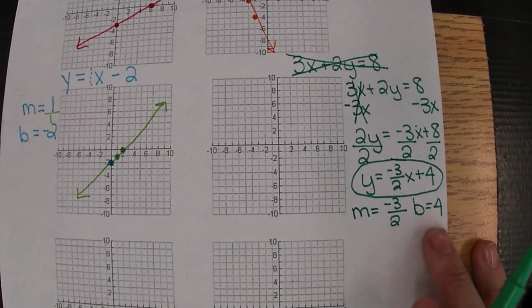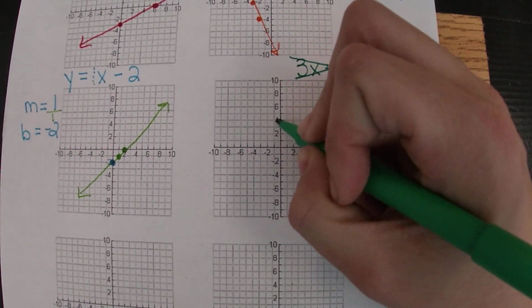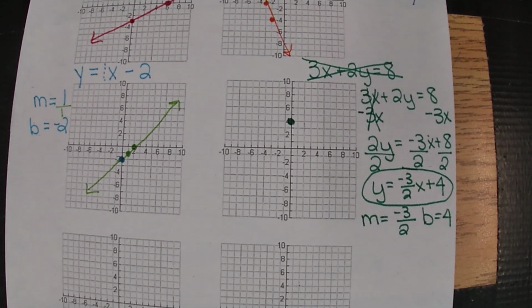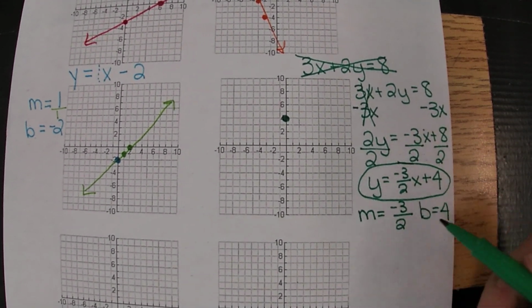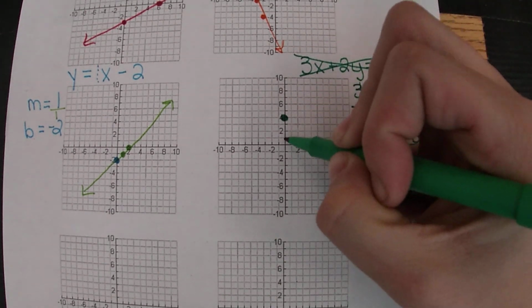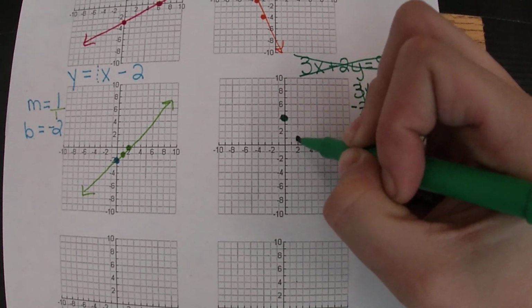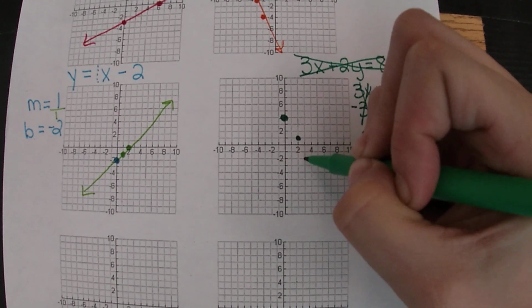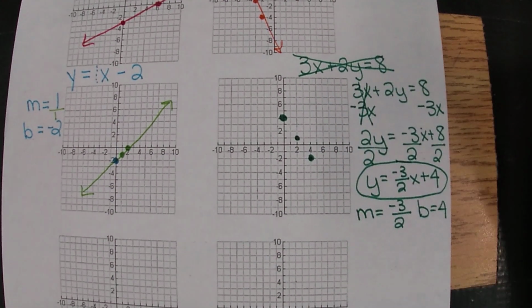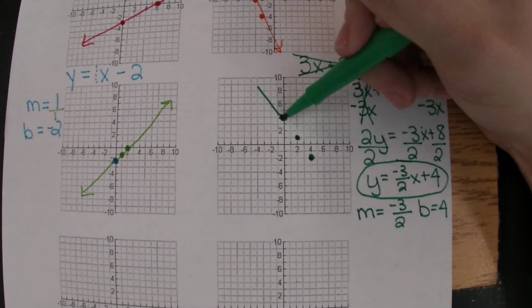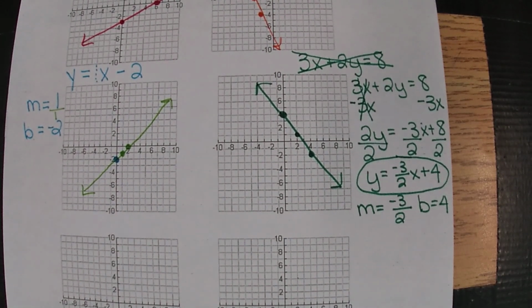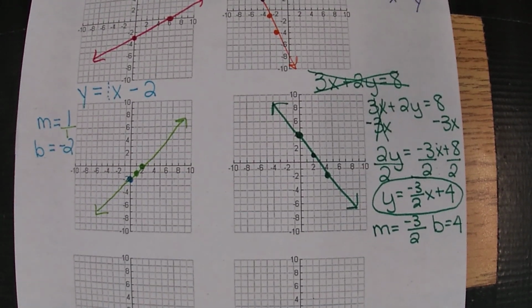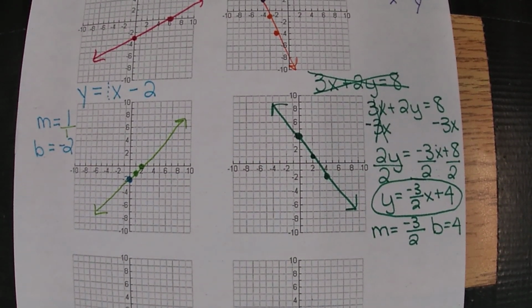Okay, so I'm going to start at 4 because my b is 4. My slope is already written as a fraction, so I'm going to go down 3, right 2. Down 3, right 2. And that didn't require me to do any approximating at all. So now I have a perfect graph with no approximations happening, simply by changing it into slope-intercept form.